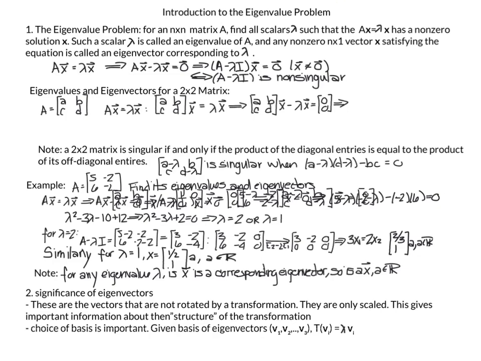In this video, we are going to introduce the eigenvalue problem, which is, for any n by n matrix A, we want to find the scalars lambda such that Ax equals lambda x has a non-zero solution. So this is our formula when we're looking for eigenvalues. We want the transformation of A on x to be equal to lambda x.